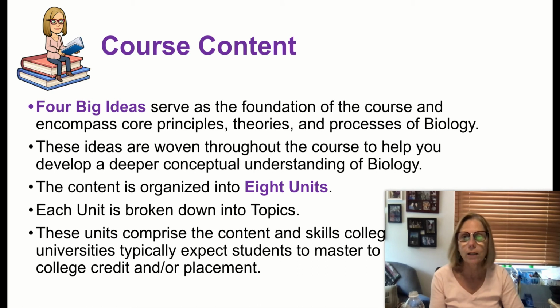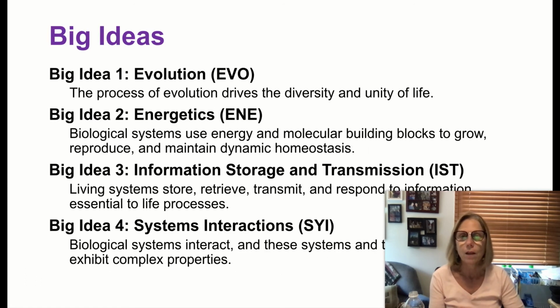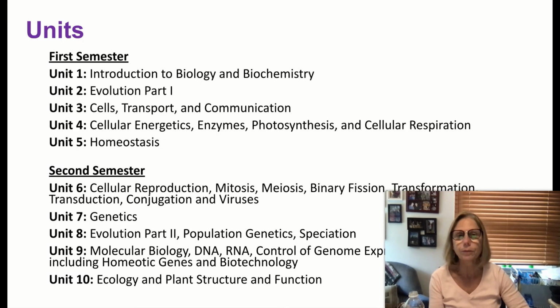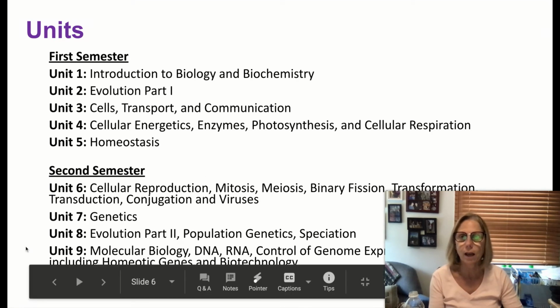The course content itself is evolved around 4 big ideas, and then they're broken down into 8 units. The big ideas are evolution, energetics, information storage and transmission, and systems interactions. Just to give you an overview of what the outline for the year will be, I've listed here the units in the order that we'll be doing them for the first semester and the second semester.